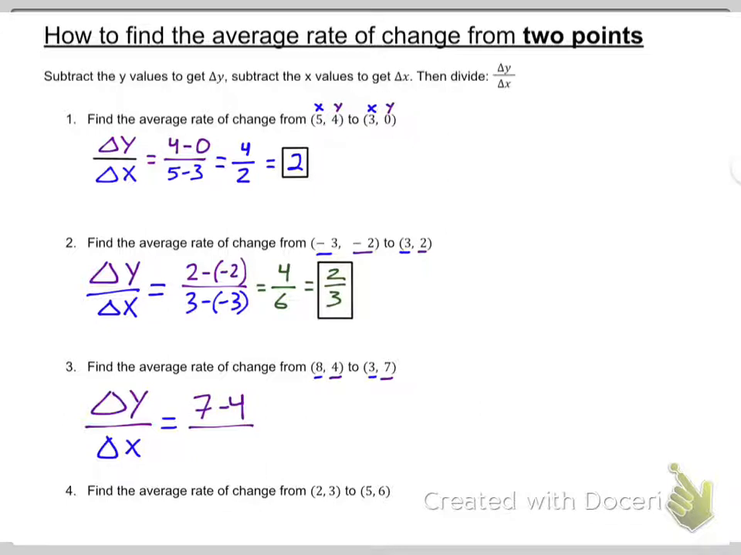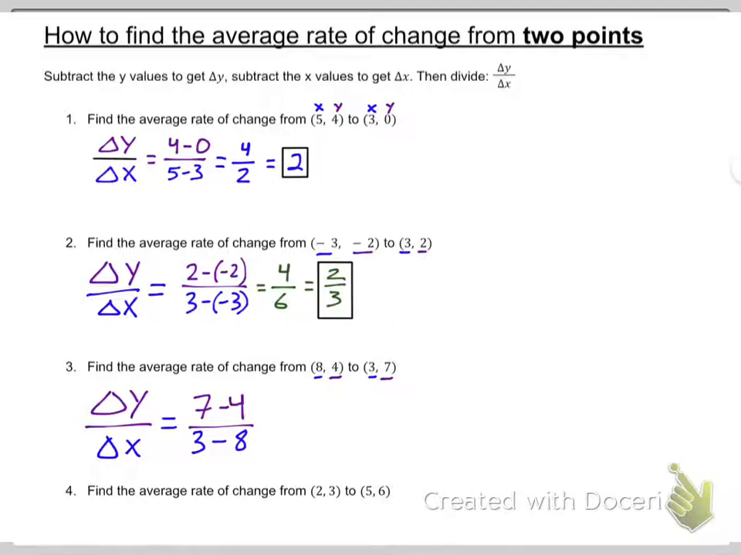Notice I'm doing the second one minus the first one, so 7 minus 4. And I also need to do the second one minus the first one for the x's, so 3 minus 8. Do not just do the bigger one minus the smaller one. That will get you the wrong answer here.